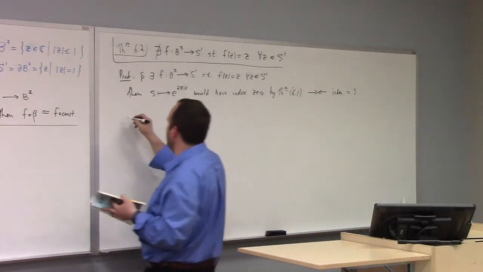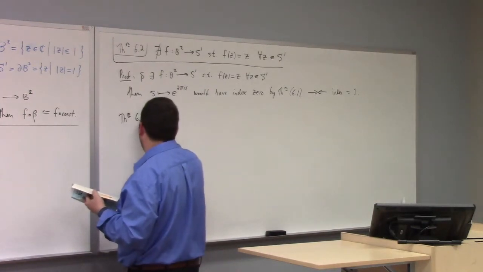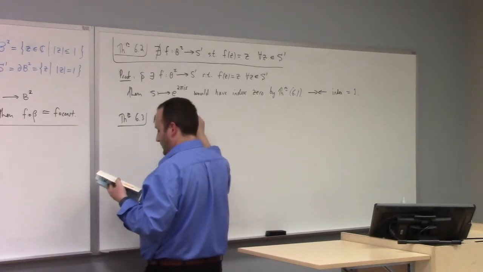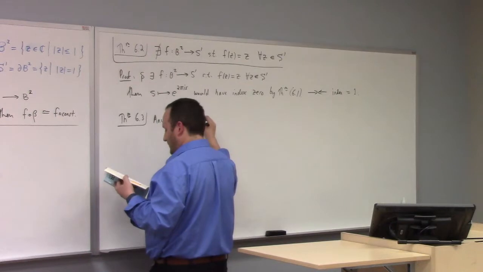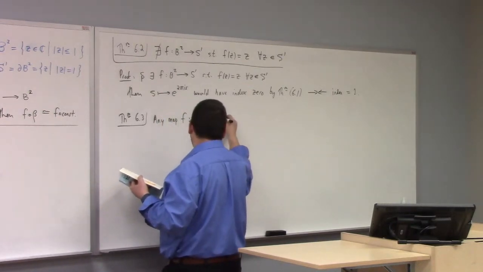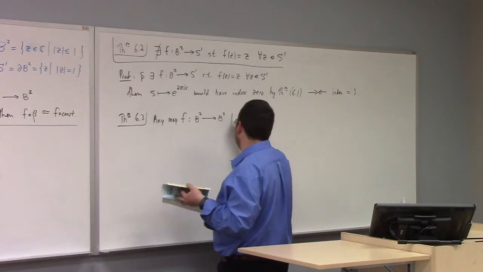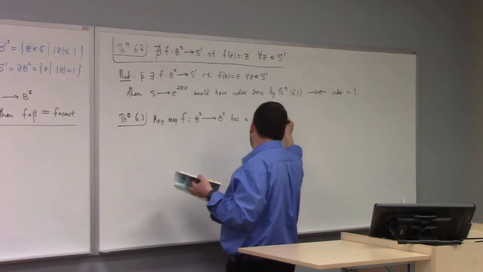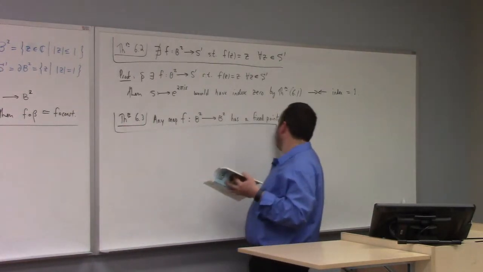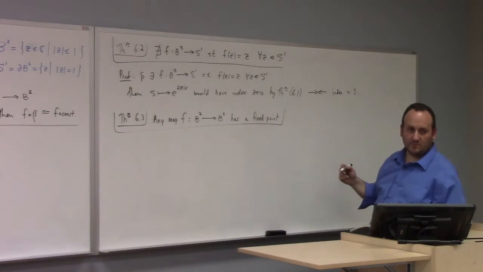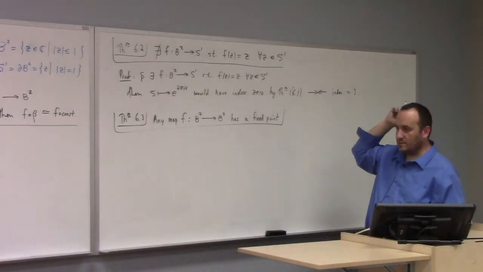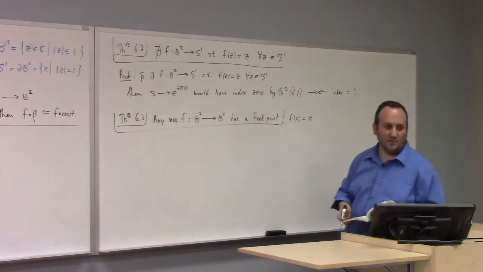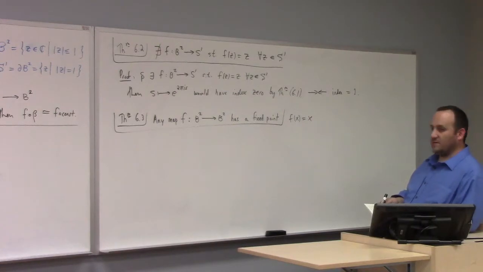Related, theorem 6.3, he says any map f going from B2 to B2 has a fixed point. Do you guys know what a fixed point is? Emily, do you know what that means? That's when like the phi of x equals x. Right, yeah. So here, f of x equals x for this map, right? That would be a fixed point.